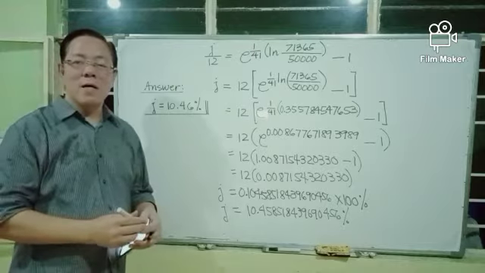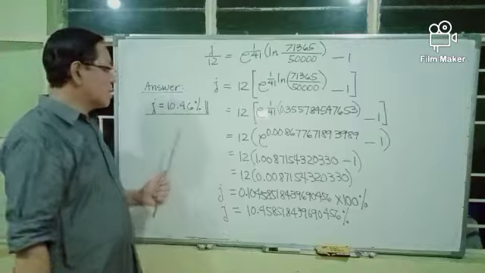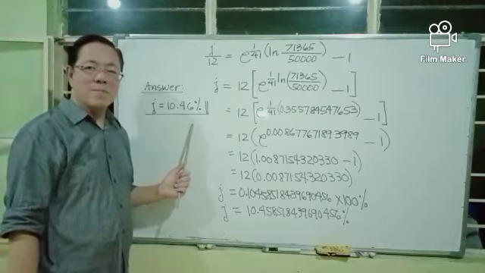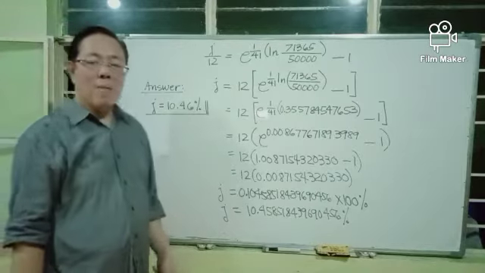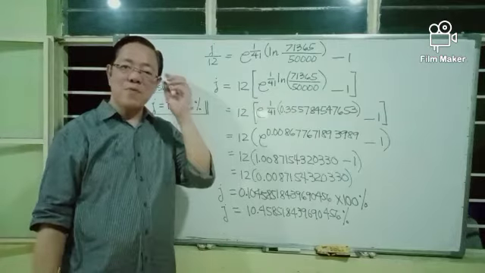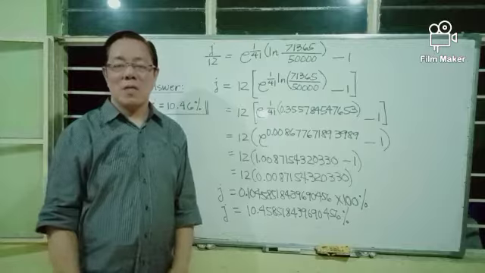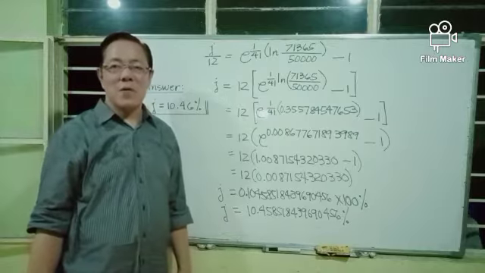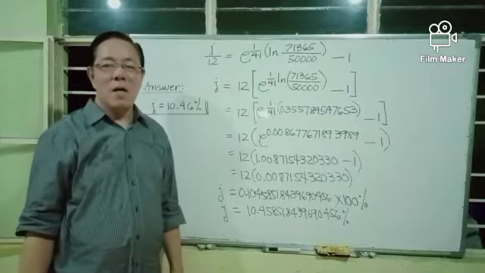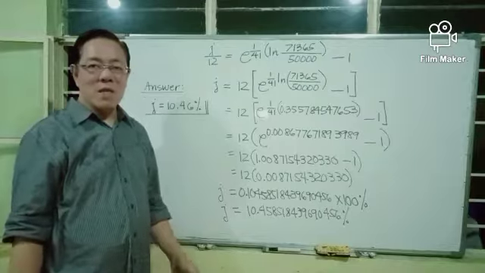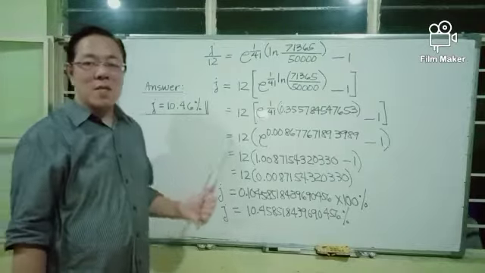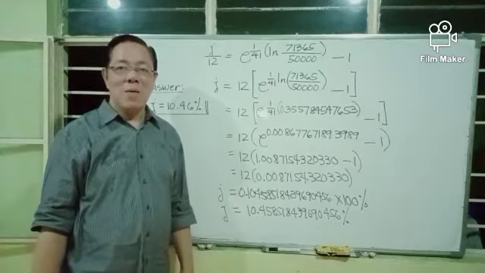And this is the required interest rate compounded monthly. The principal of 50,000 pesos accumulated to 71,365 pesos after 3 years and 5 months at the interest rate of 10.46% compounded monthly.